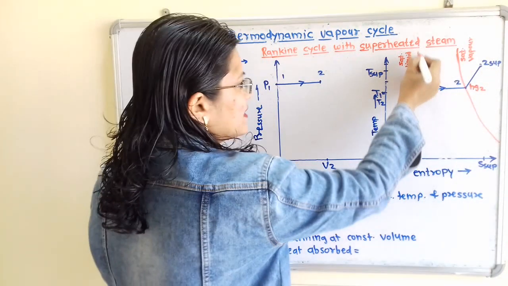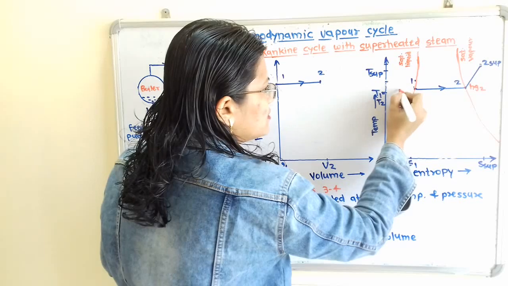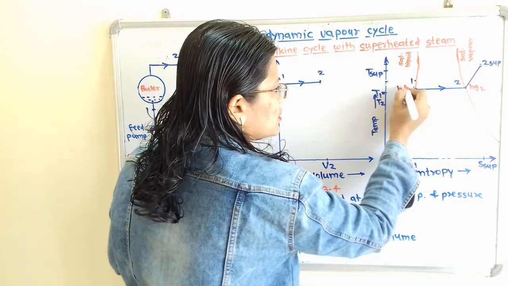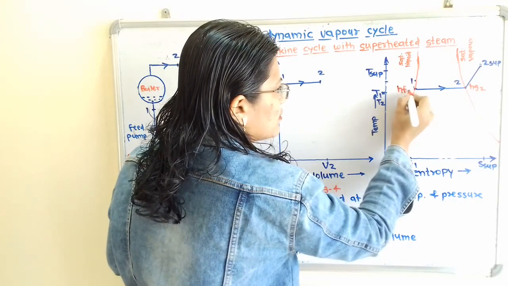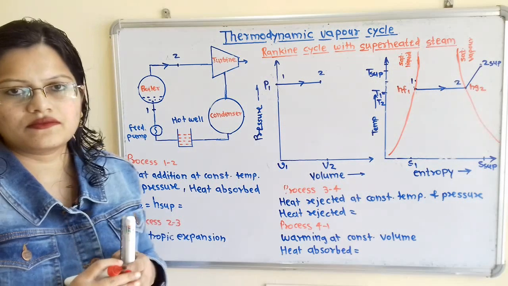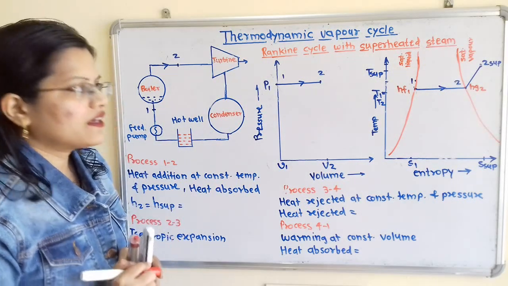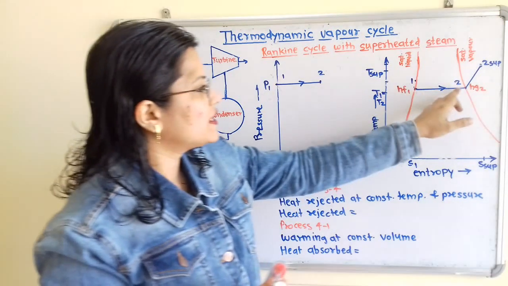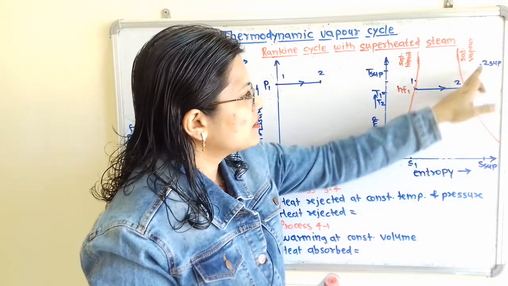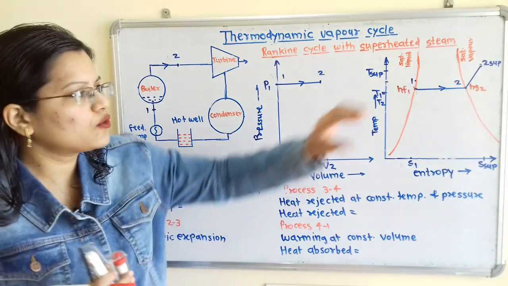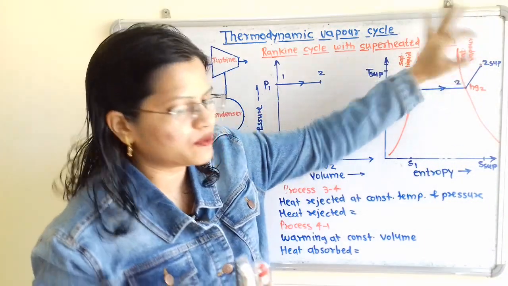Then what is the enthalpy at point 1? That is HF1. Then after this point 2 it is getting superheated. So how to measure the amount of heat absorbed here?